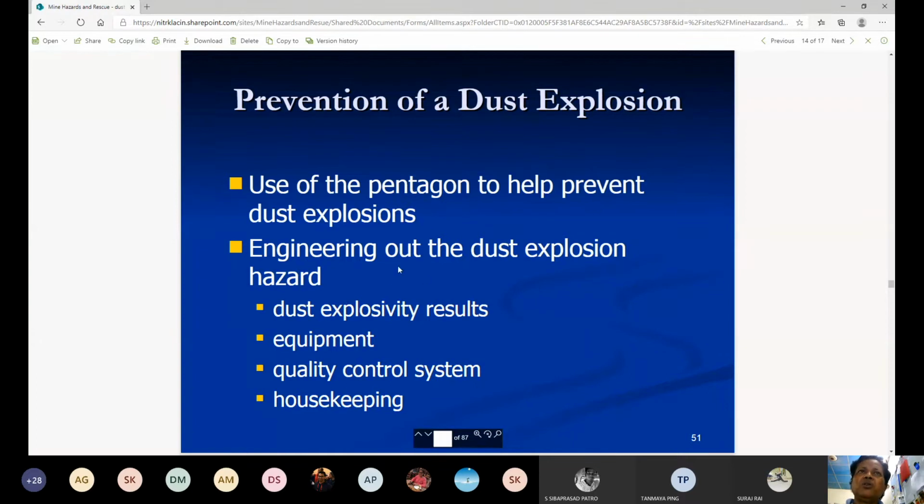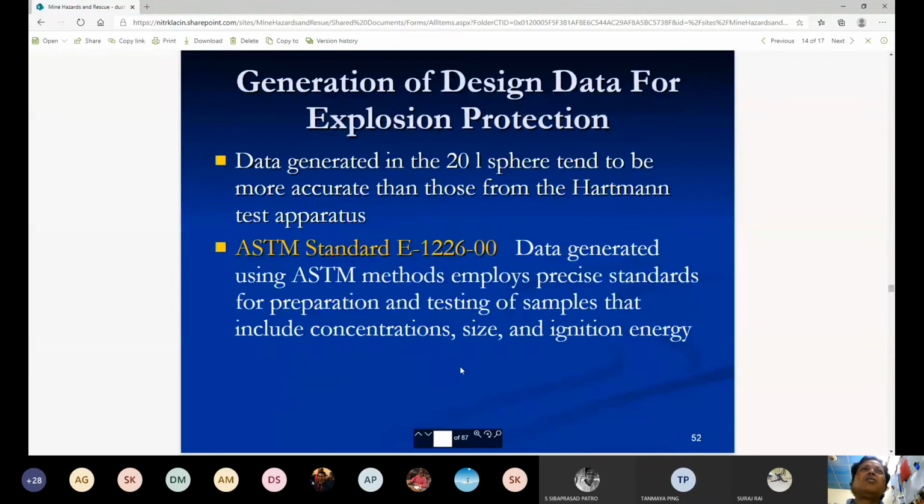So how do we eliminate the dust explosion hazard? By performing experiments in the laboratory, you can determine whether the dust is explosive in nature or not. There are different standards: the ASTM standard and other standards. Data is generated in the 20-liter sphere, the Hartmann apparatus, etc.